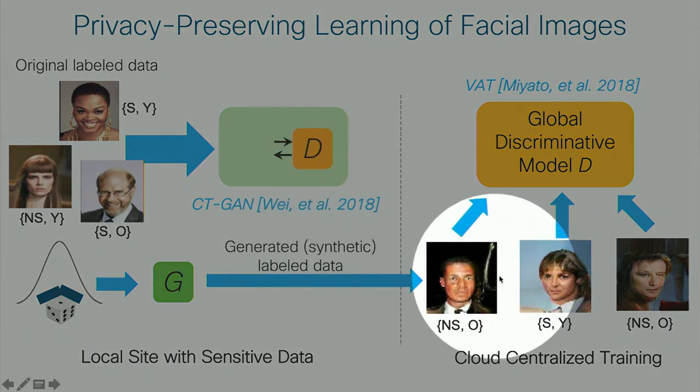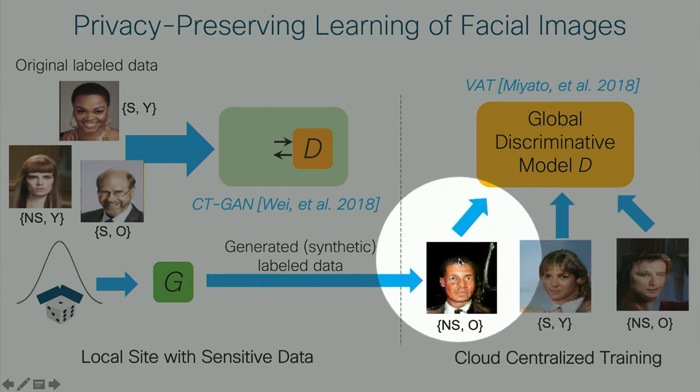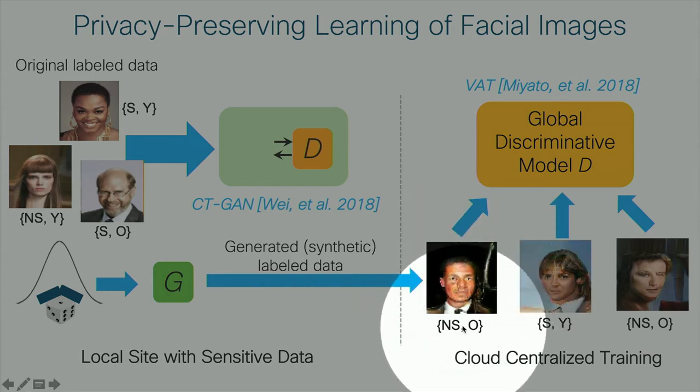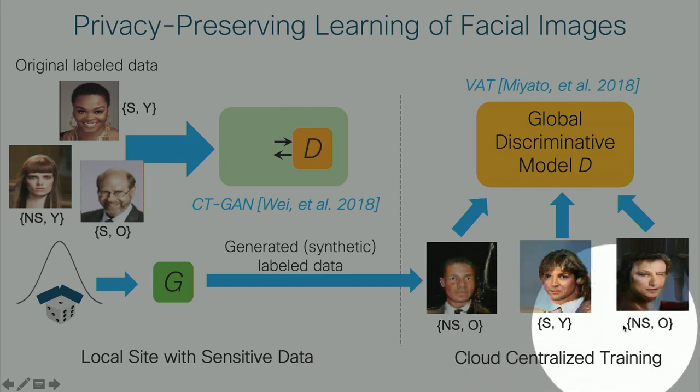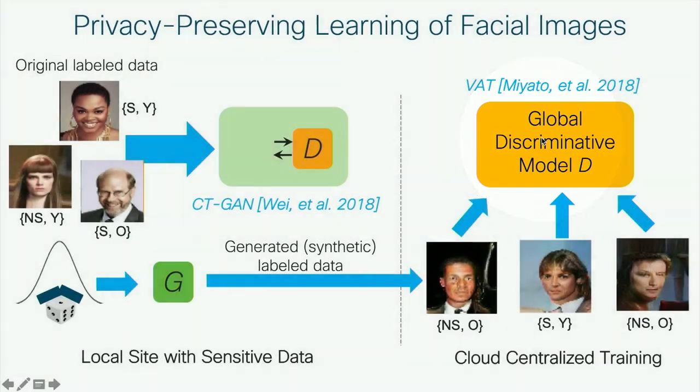So in the bottom here, you see some other faces. These are synthetic faces, and they're labeled: non-smiling, old; smiling, young; non-smiling, old. And this synthetic data is now used in the cloud to generate the model. So 2 questions come up here. First of all, are these synthetic faces as good as the original data for building a model? It turns out in the experiments we've done, using synthetic data provides an accuracy within 2% of using the original data. Okay, so that's good in this case.